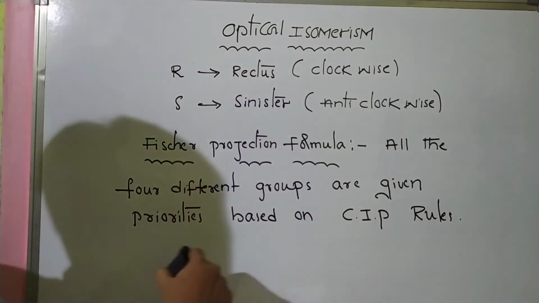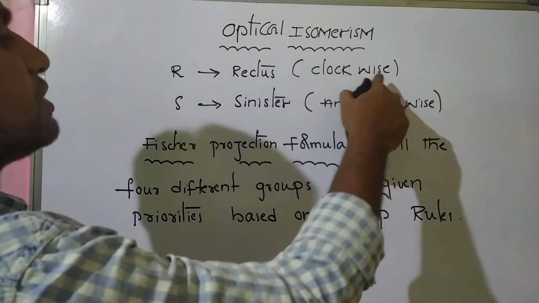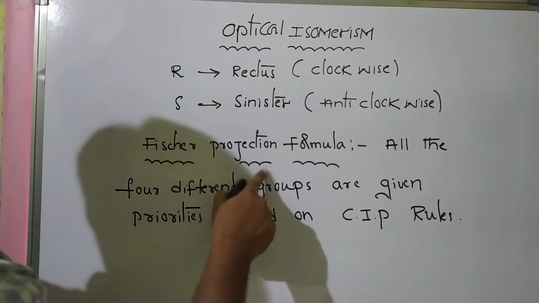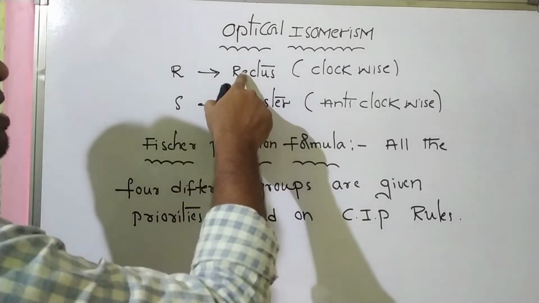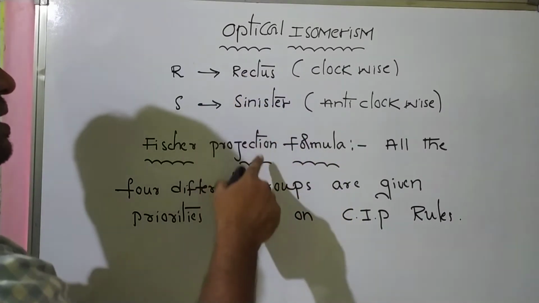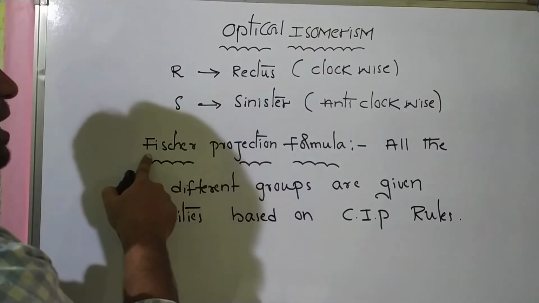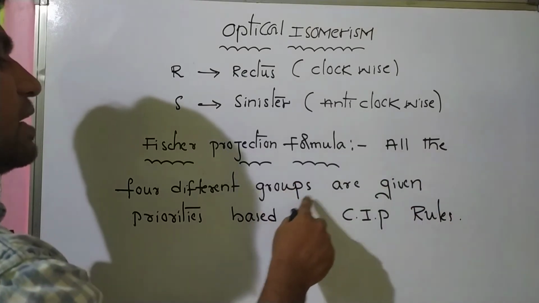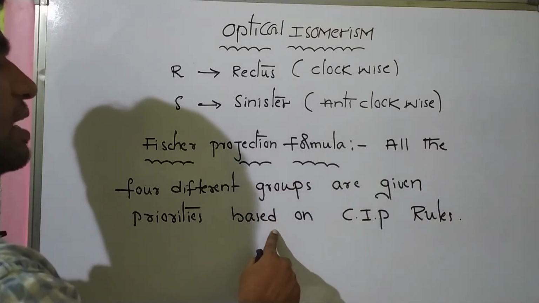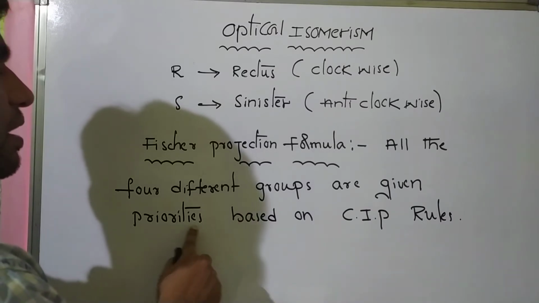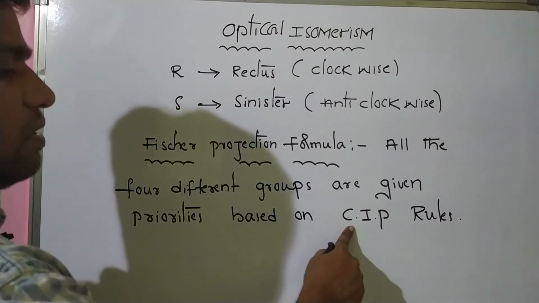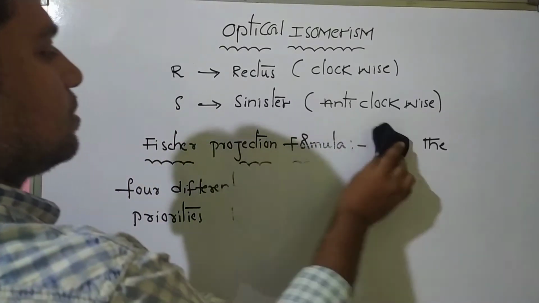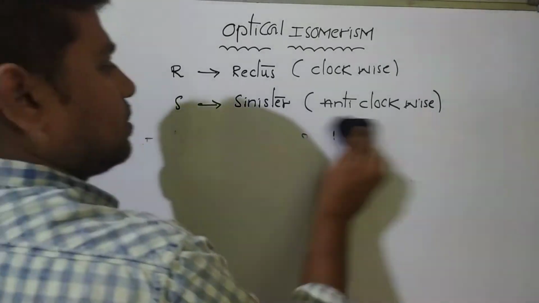Okay, please note. R means rectus, rectus means clockwise, S means sinister, so anti-clockwise. So the RS configuration system is explained with the help of Fischer projection formula. So in this formula, all the 4 different valencies of the chiral carbon atom are given different priorities based on Cahn, Ingold, Prelog rules. Okay, students?